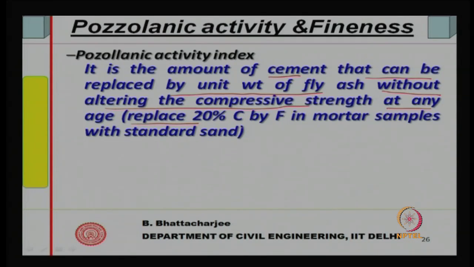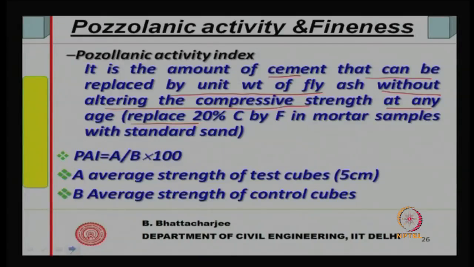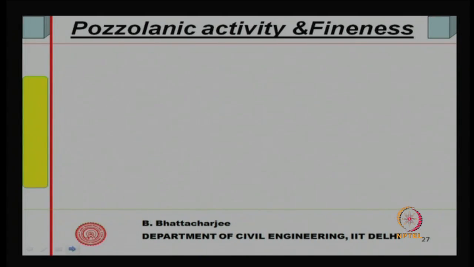So, let us say 20% cement can be replaced by fly ash without altering the strength, then this is what the pozzolanic activity index will be. It is found out as A by B multiplied by 100, where A is the average strength of the test cubes and B is the average strength of control cubes. So, strength should be similar. How much percentage of fly ash you can add, you can find out, but in any case A by B should not be less than 75%.